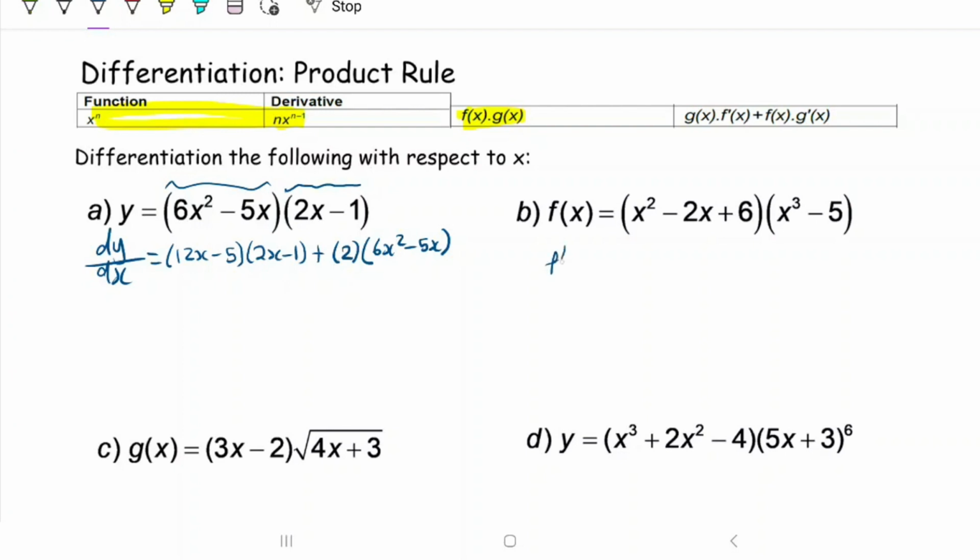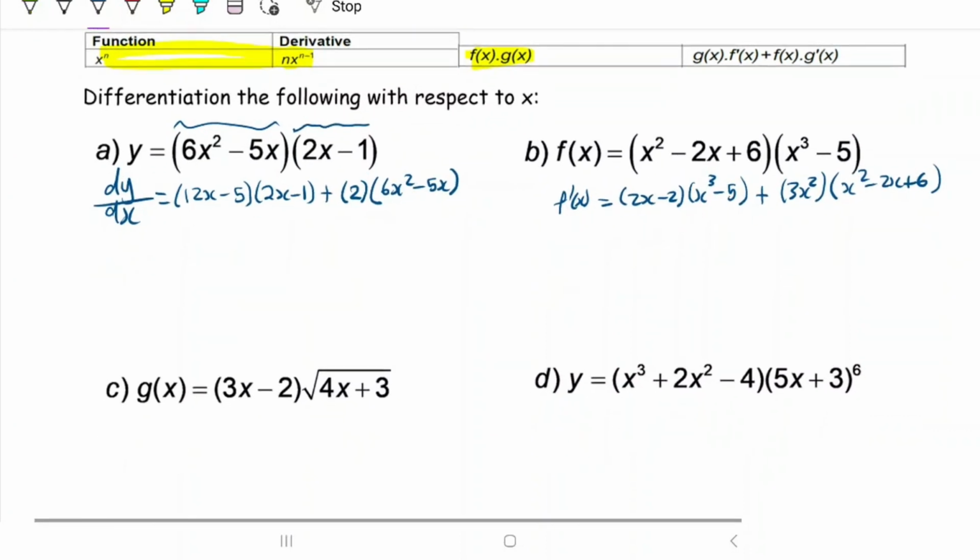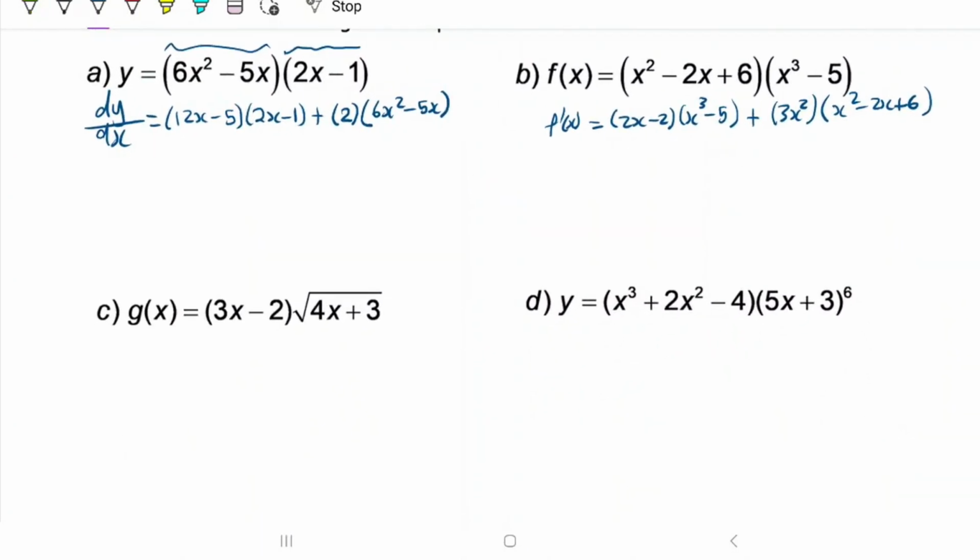Again, our product rule tells us this. If we've got two functions, you will derive the first one, giving us 2x minus 2, and then you will fix the second one, leaving that as it is, plus you will now derive the second function, 3x squared, and then you multiply by the first function and go plus 6. That's how you'd be able to solve that. And then what you can do is multiply out only when required. It's not always necessary to do so.